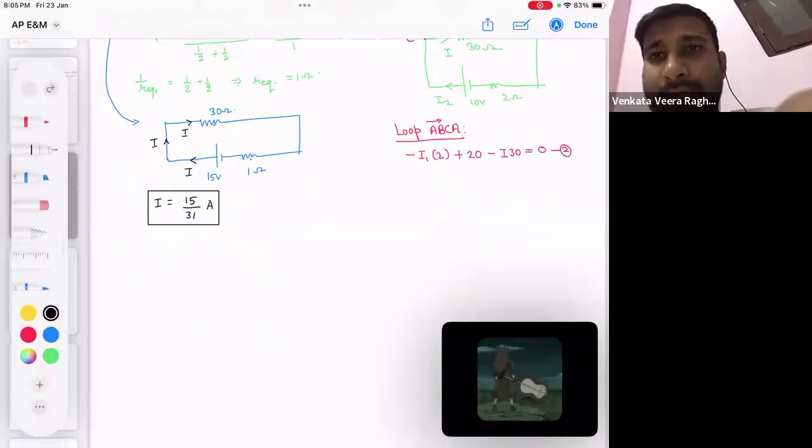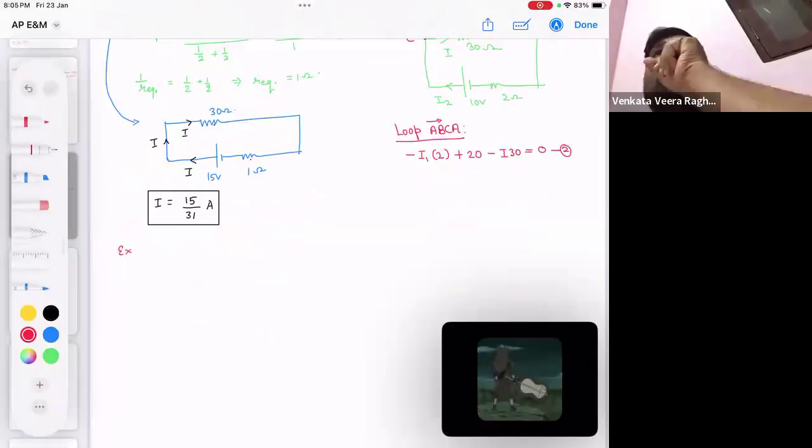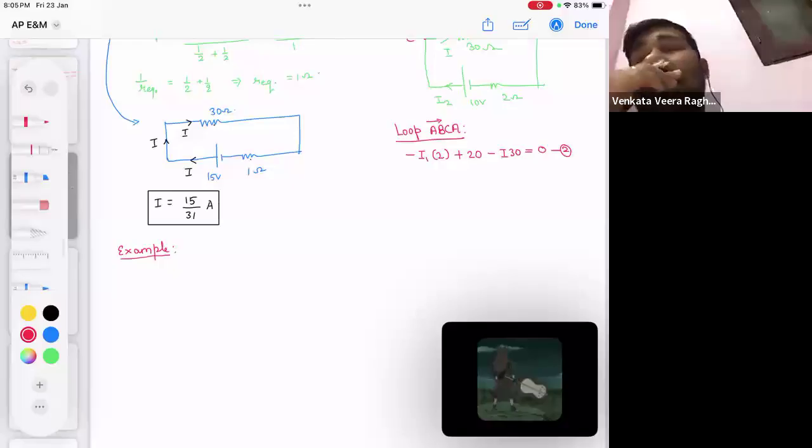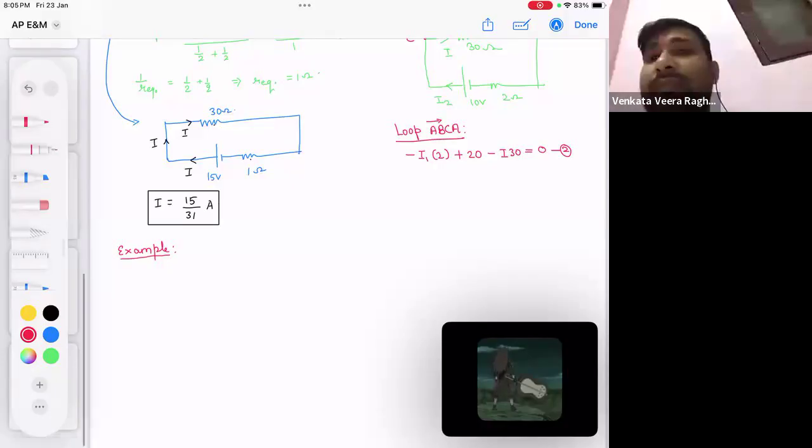One method of solving the circuit is using Kirchhoff's loop law, Kirchhoff's voltage law. What is Kirchhoff's loop law or voltage law? Summation of potential difference in a closed circuit. Closed circuit means if the starting point and end point are the same, then the summation of potential difference is going to be zero.